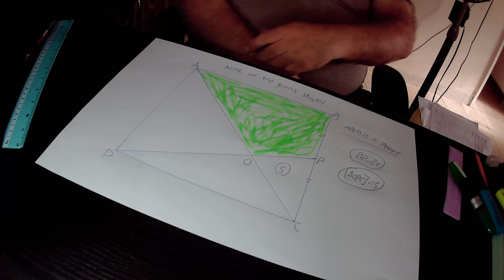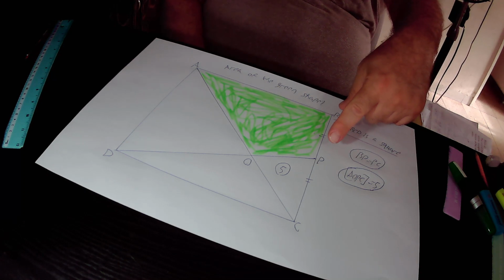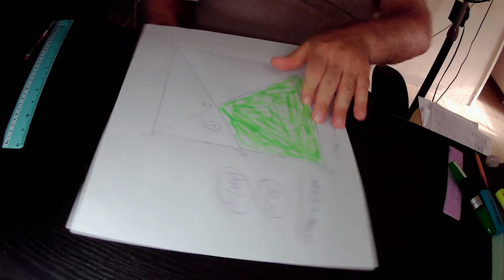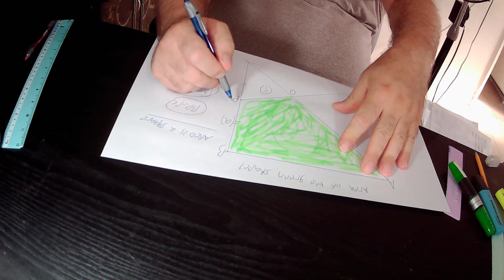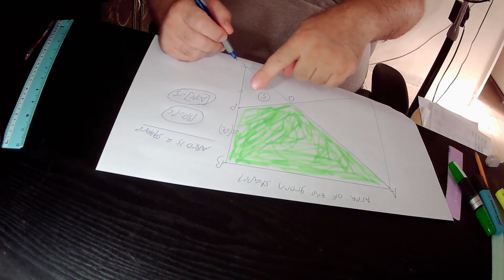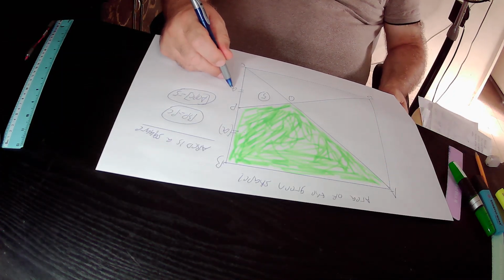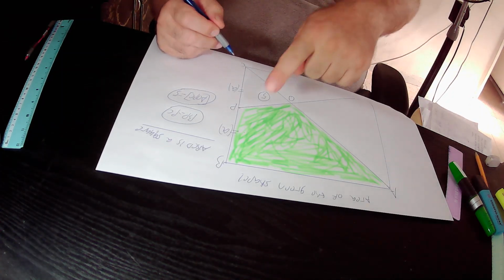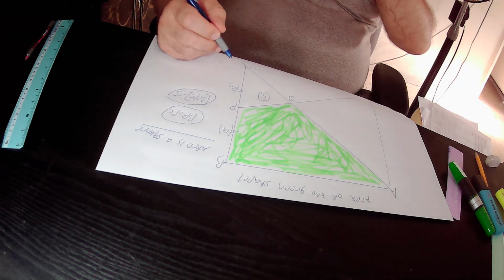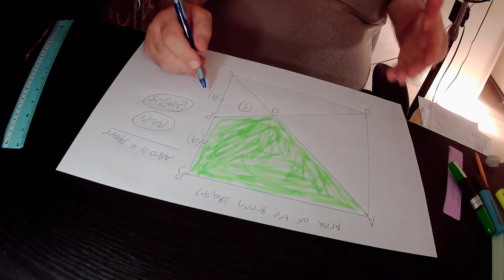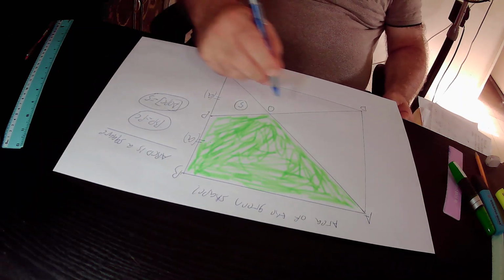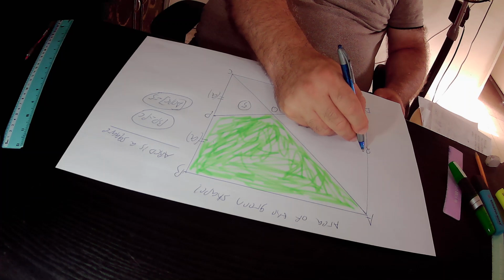So we define the length of line segment BP as a. And because BP equals PC, PC must also equal a. So in total, the length of side BC of square ABCD is 2a. Therefore, AD must also equal 2a, because we know that all the sides of a square are equal to each other.